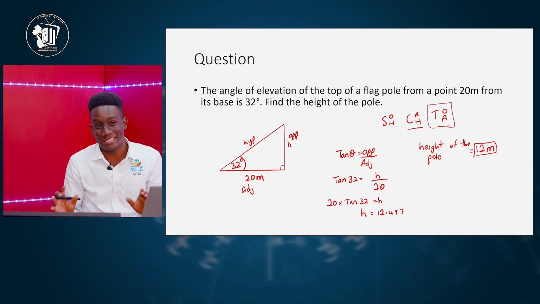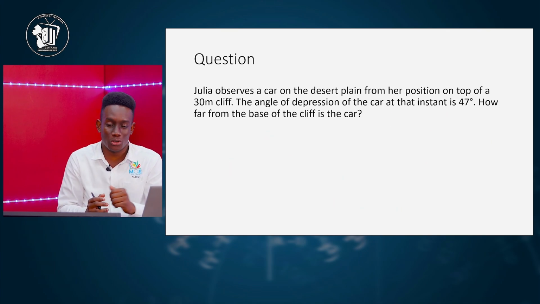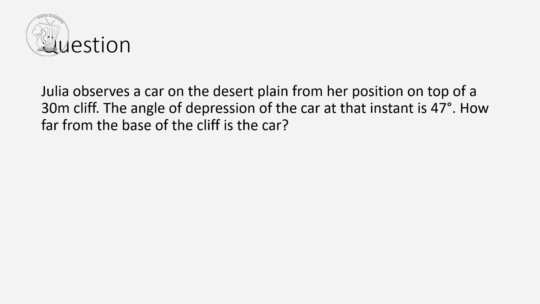So this is an easy example of the angle of elevation and how it can be used to find a height. So let's look at another example, of course. This one says, Julia observes a car on a desert plain from her position on the top of a 30 meters cliff. The angle of depression of the car at that instant is 47 degrees. How far from the base of the cliff is that car?